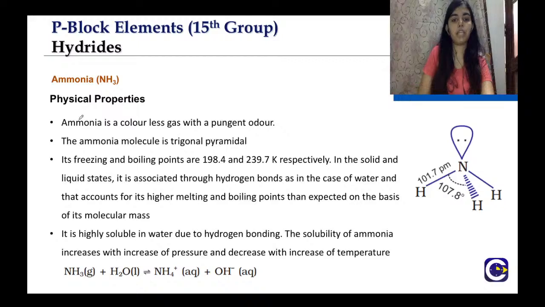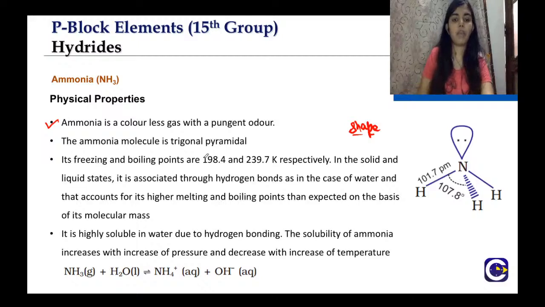Now see the physical properties. Ammonia is a colorless gas with a pungent odor. Ammonia molecule is trigonal pyramidal. Why is it pyramidal basically? Because if you see the geometry, it is tetrahedral in nature, but in case of shape, when you have to tell the shape, you have to ignore the lone pair of electron, therefore it is pyramidal in nature, right?